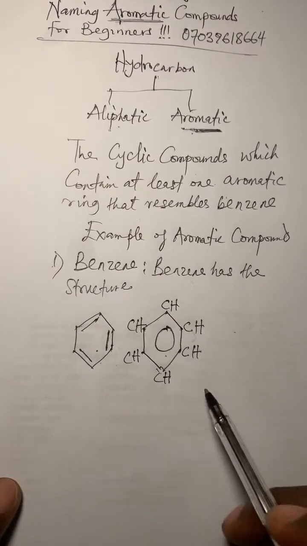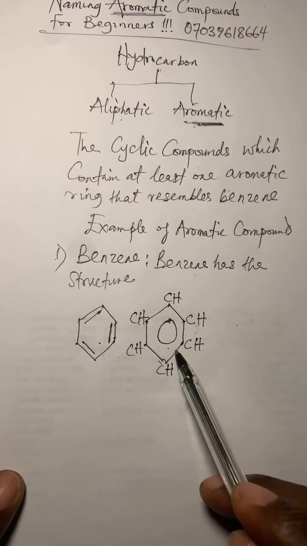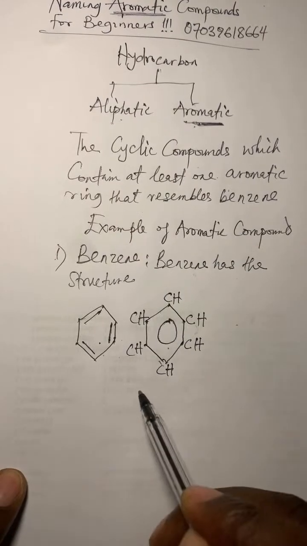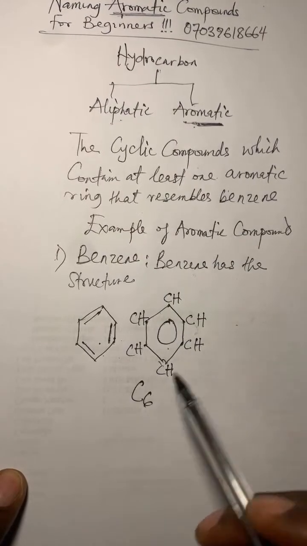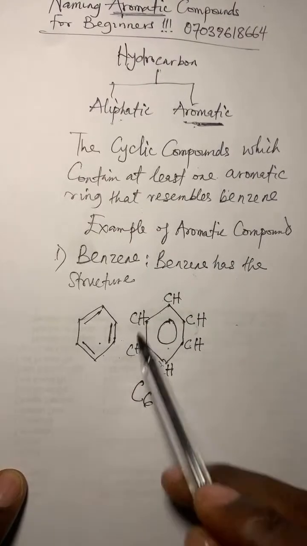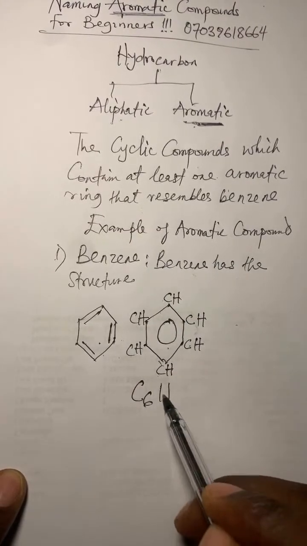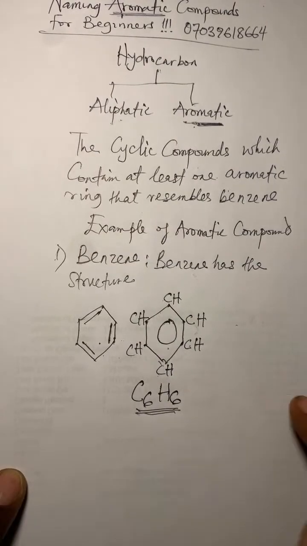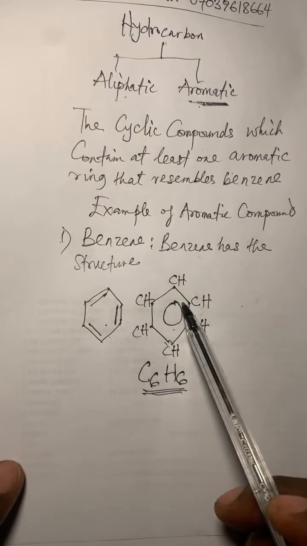So this is telling us that benzene has the molecular formula C6, because how many C's do you have? 1, 2, 3, 4, 5, 6. How many H do you have? It's still 6. H6. So don't forget this. That's when you have a benzene ring.